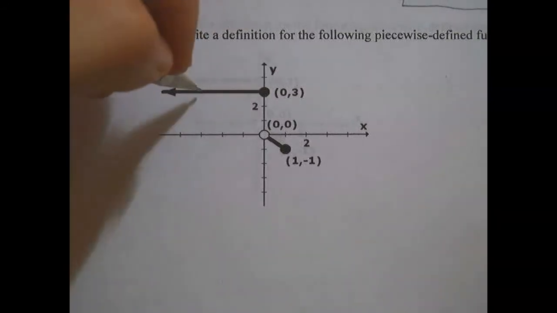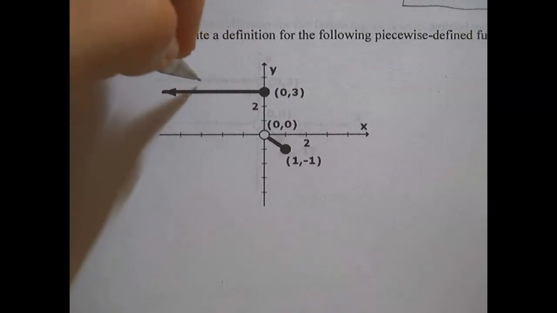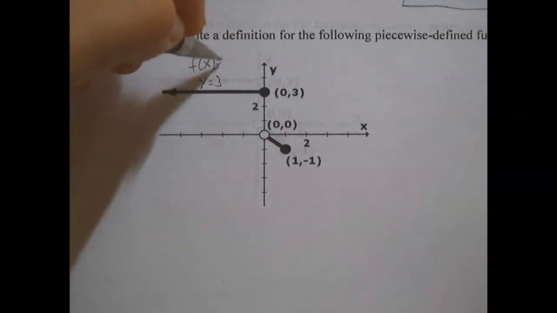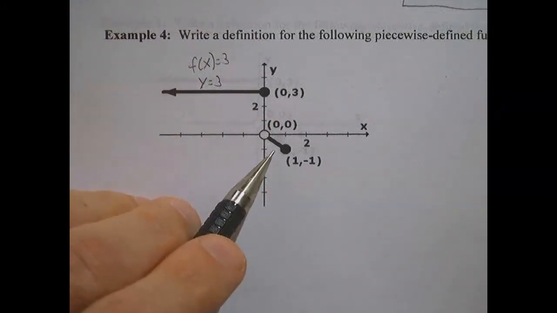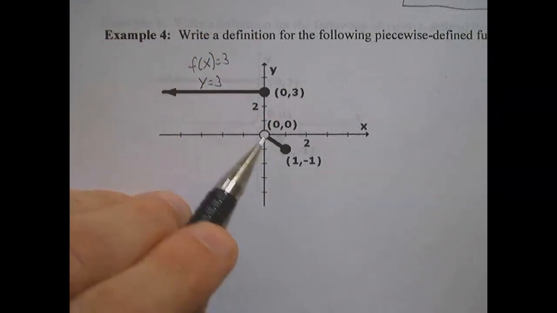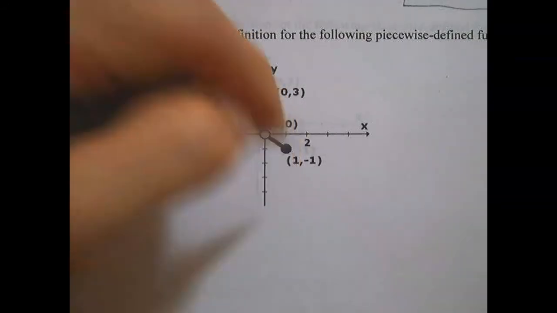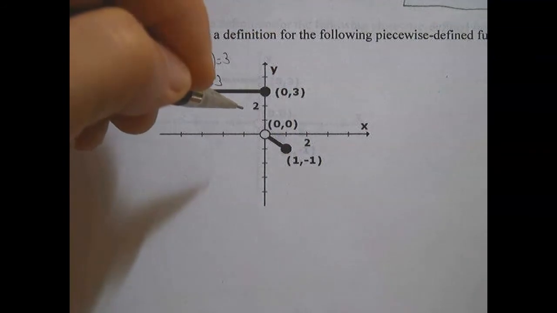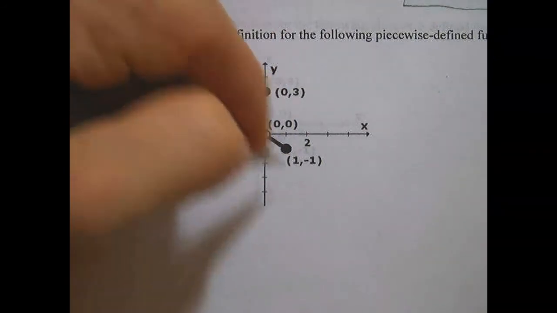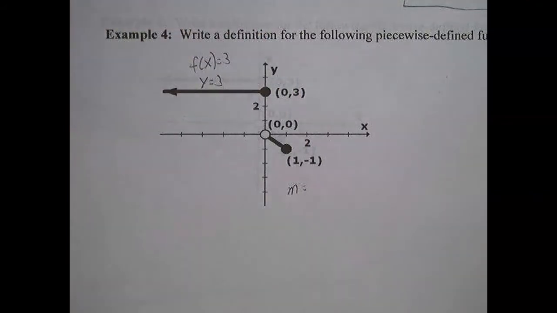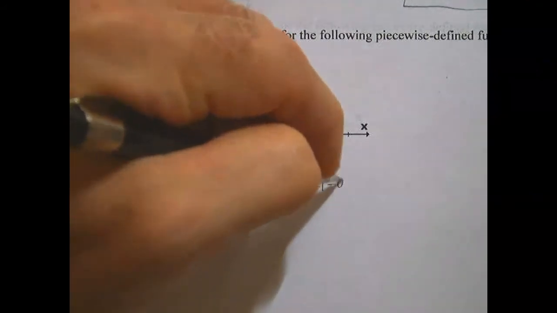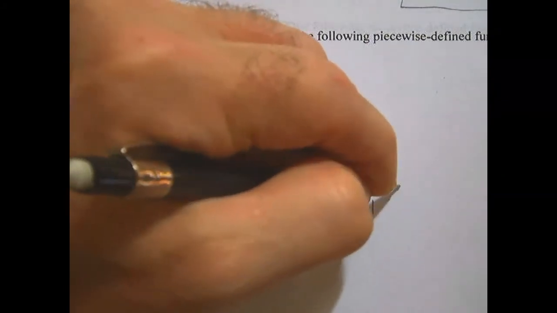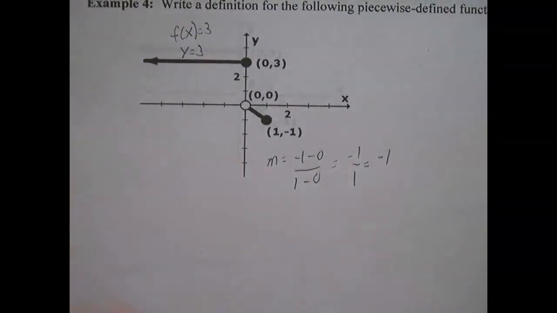All right, so this is the equation. Since it's horizontal, this is the equation y equals 3, or f of x equals 3. This one, we need to write this equation carefully here. So this has a y-intercept of 0. We could choose a lot of ways to do this. I'm going to just choose point-slope form, I guess, as good as any. So I need the slope. So the slope of this would be negative 1 minus 0 over 1 minus 0, which is negative 1 over 1. So the slope is negative 1.